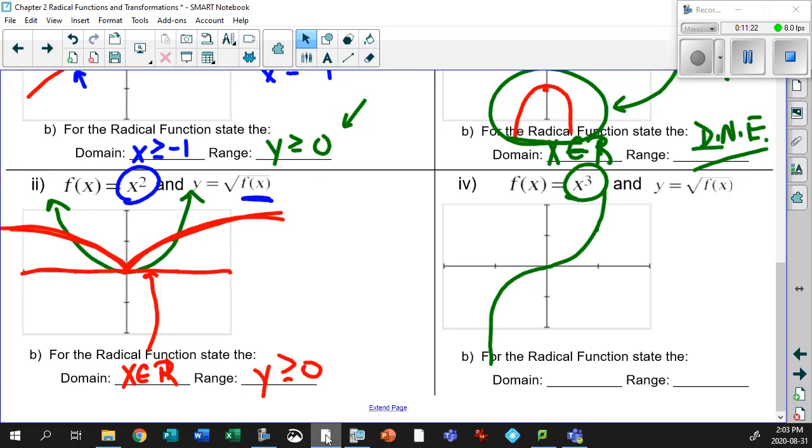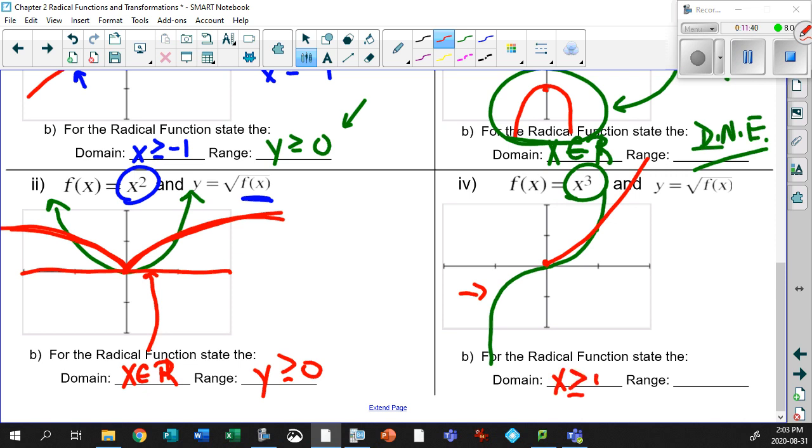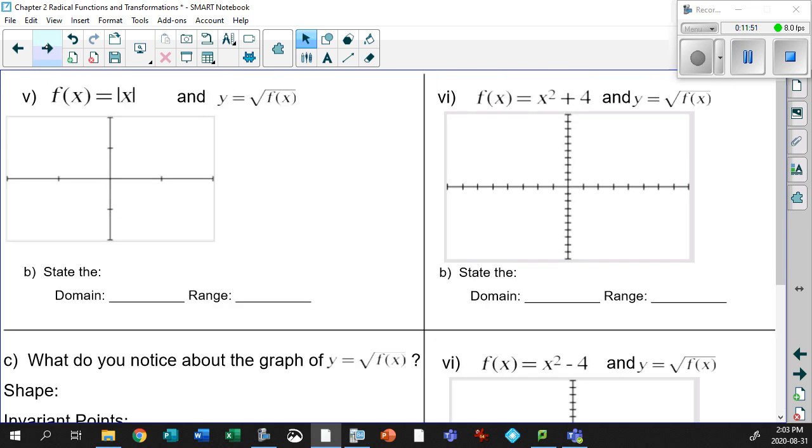That's very, very cool. So this guy, in fact, again, kind of does this. It doesn't have that bend going outwards; it's kind of got a bend going inwards. But notice again, this section of the graph is negative. So guess what? On the radical, it does not exist. So your domain has to be x greater than or equal to 0. And the range, of course, is still greater than or equal to 0, because whenever you square root a number, you get a value greater than or equal to 0. Okay, so let's keep going here.